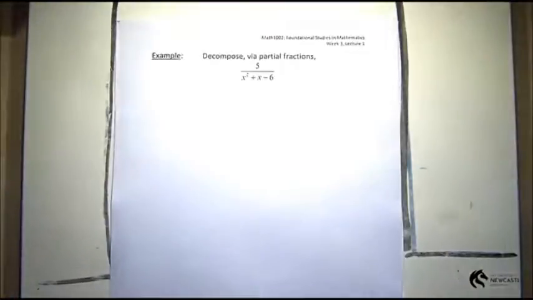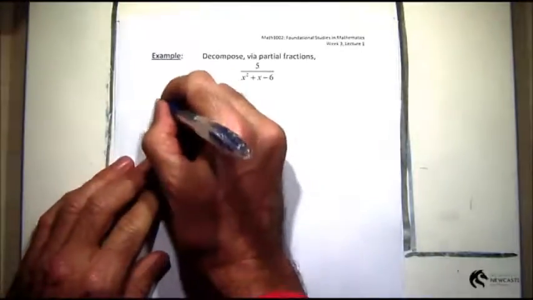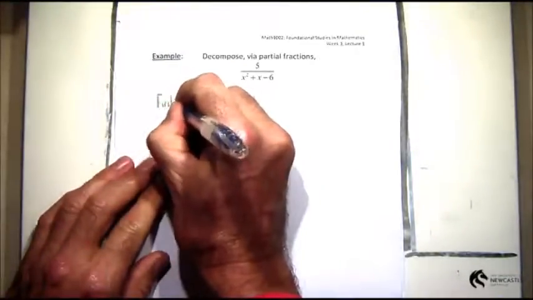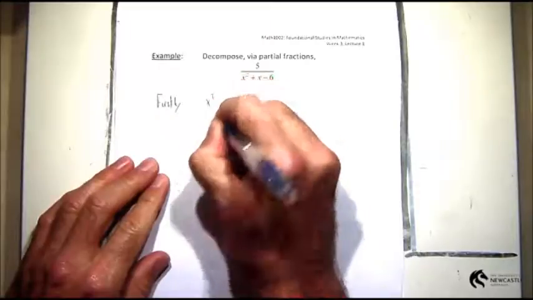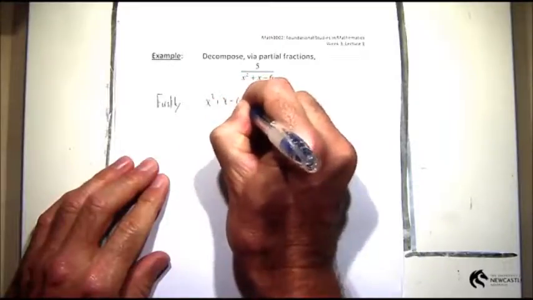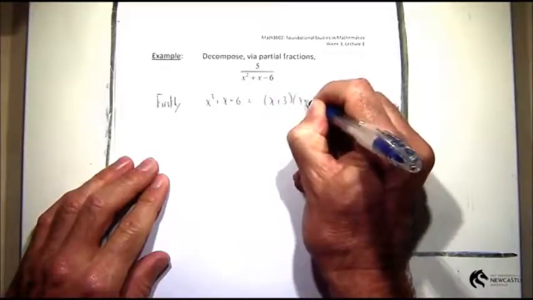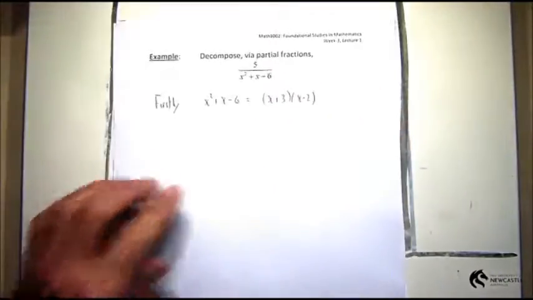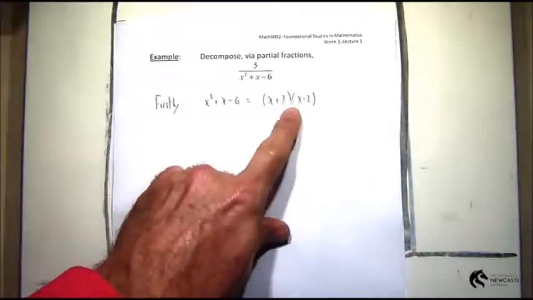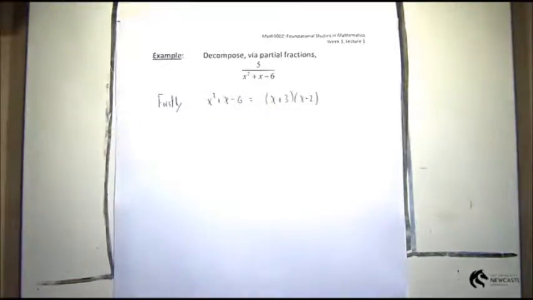Okay, so let's do another one now. We're feeling good. So let's decompose this via partial fractions. So, firstly, the first thing to do is to say x squared plus x minus 6. We factorise that, and it looks like an x plus 3, x minus 2 jobby to me. Let me just check. X squared plus minus, yep, that'll work. Okay, so I've factorised the denominator.